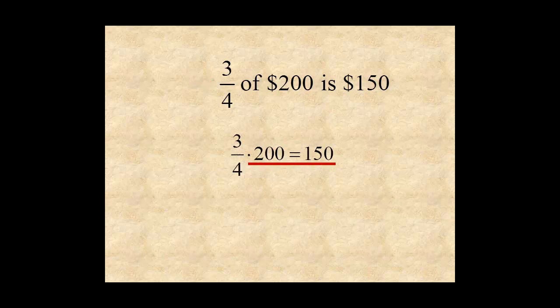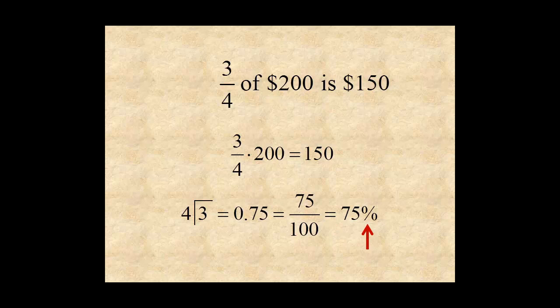So we have that 3/4 of 200 is 150. The mathematical model for this is 3/4 times 200 equals 150. Sometimes it's more convenient to express the fraction as a decimal, which leads to the idea of a percent. If you divide 4 into 3, you get 0.75, which is 75 over 100. If you replace the ratio of 100 with this symbol, you have 75%.